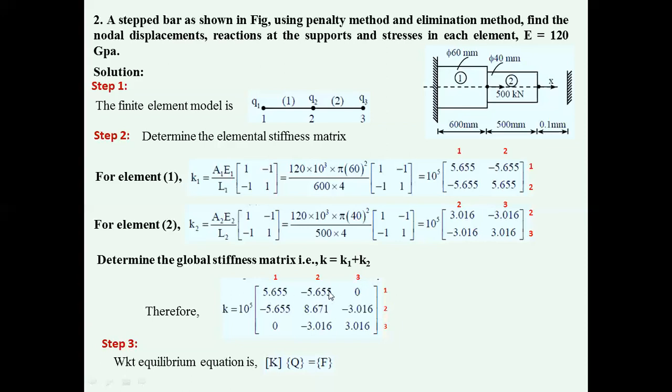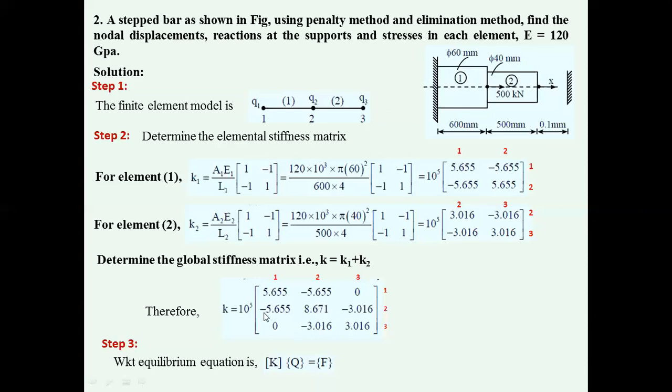Now you write the row as a column because of this property of the stiffness matrix. Now you go for 2 cross 2. We have 5.655. Here also we have 2 cross 2, 3.016. So you just add 3.016 with 5.655, and we'll get 8.671. Now you go for 3 cross 2. Here we don't have 3 cross 2. Here we have 3 cross 2, so it is minus 3.016.